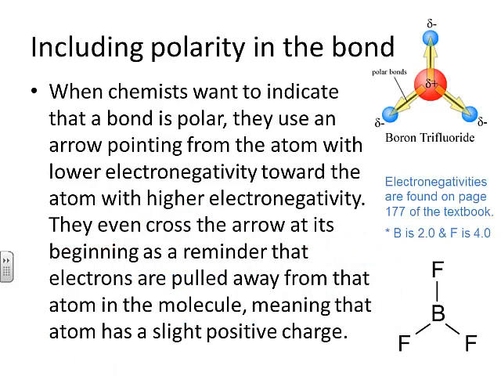Now, when chemists want to indicate that a bond is polar, they use an arrow pointing from the atom with the lower electronegativity value toward the atom with a higher electronegativity value. They even cross the arrow at its beginning as a reminder to the person looking at it that the electrons are being pulled away from that atom in the molecule. So that atom has a slight positive charge, and the atom towards which it's pointing has a slight negative charge.